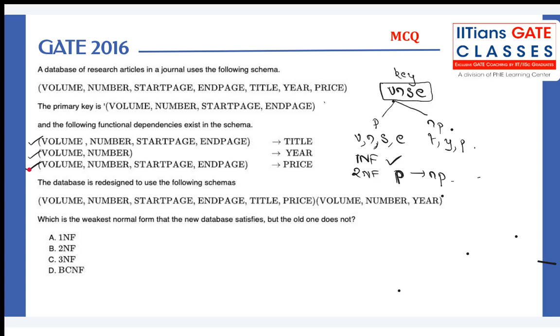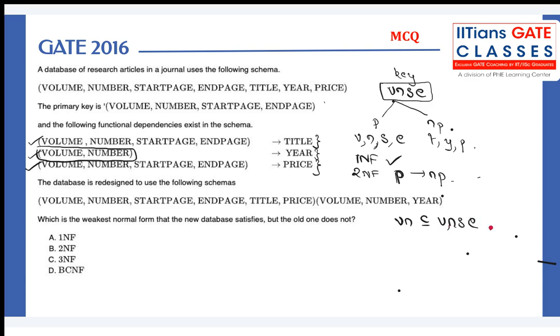Okay. Now try to look at each of the three dependencies. Does any of the dependency have the LHS a proper subset of the candidate key? What is meant by proper subset? A proper subset is a subset that does not include the set itself. So if you look at the second functional dependency, this is volume number. Is it a proper subset of the key, that is VNSE?